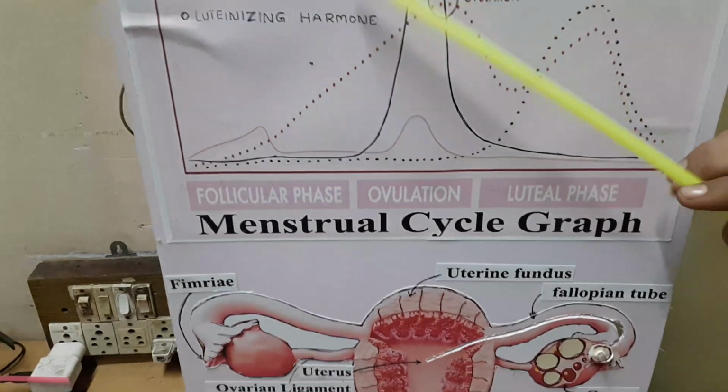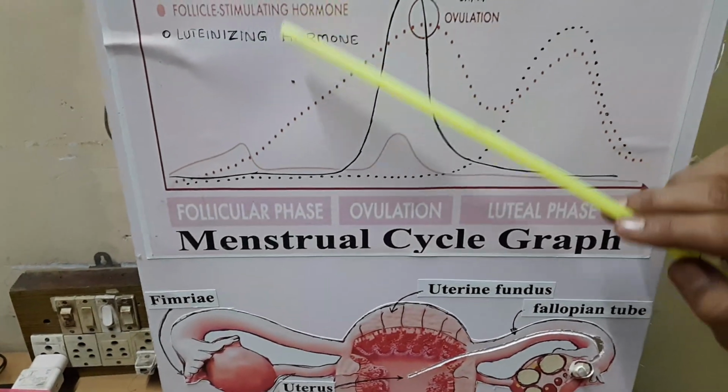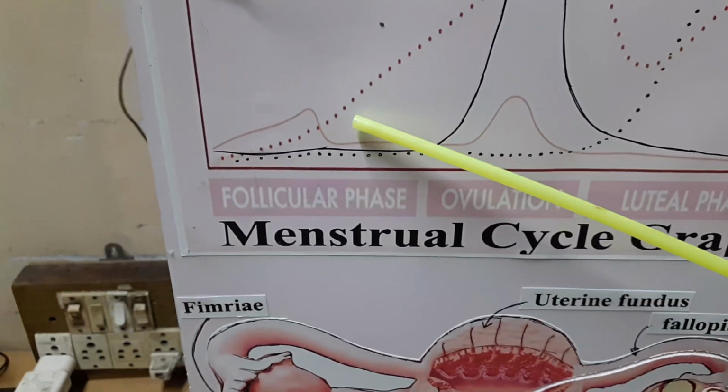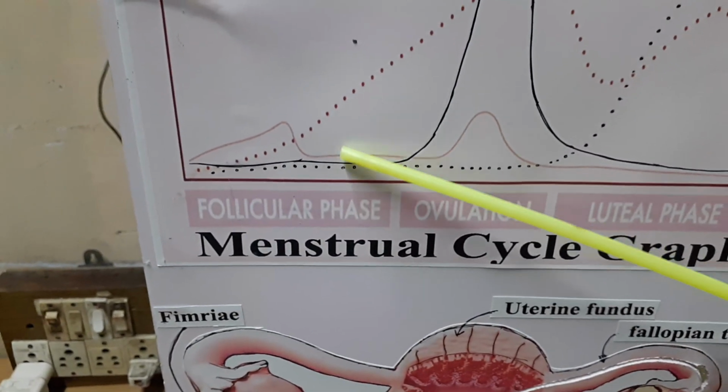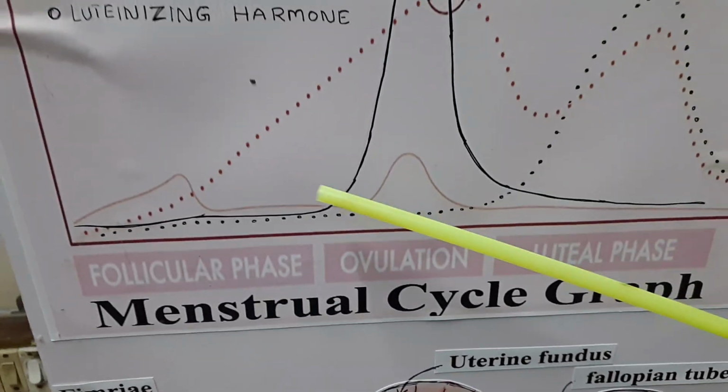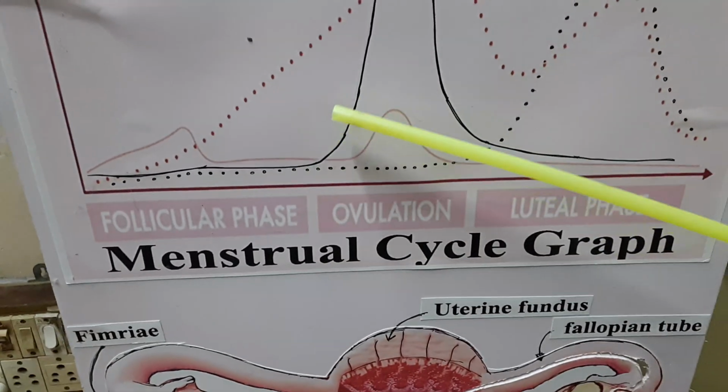Around this time, the pituitary gland releases follicle stimulating hormone, which causes the development of 5 to 20 follicles, of which only one matures and becomes the egg to be released on day 14. The other follicles will disintegrate with time.